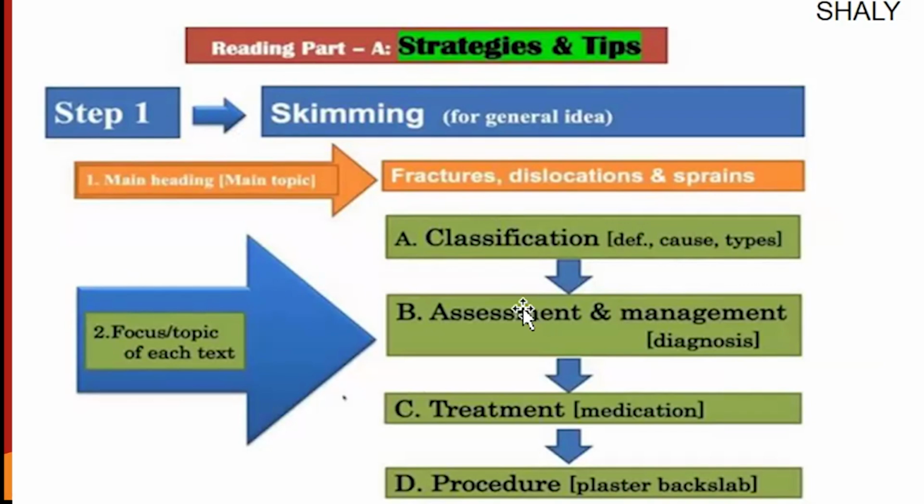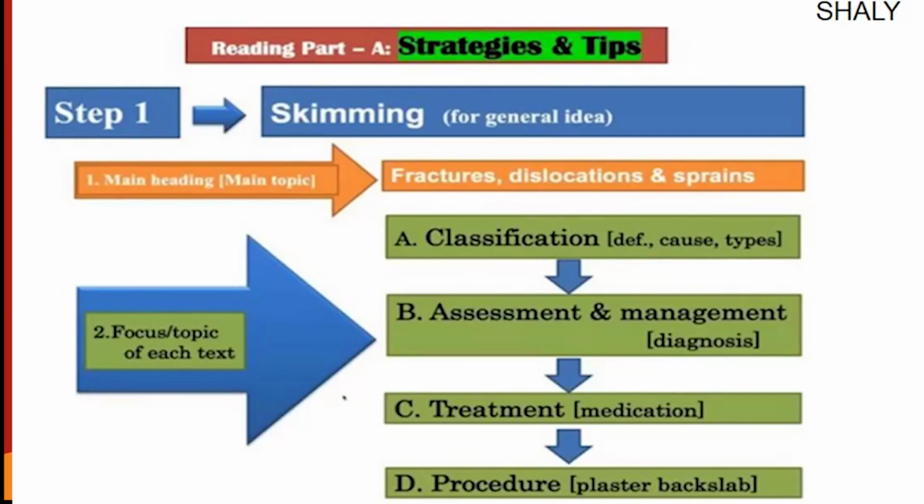Once you skim the text, we get some general idea from the text. Next, we need to look for the main heading, main topic. Here, the main topic is fracture, dislocation, sprain. Then, second, focus on the topic of each text. Text A: classification, definition, causes, types. Text B: assessment and management, diagnosis. C: treatment, medication. D: procedure, plaster, backslab.